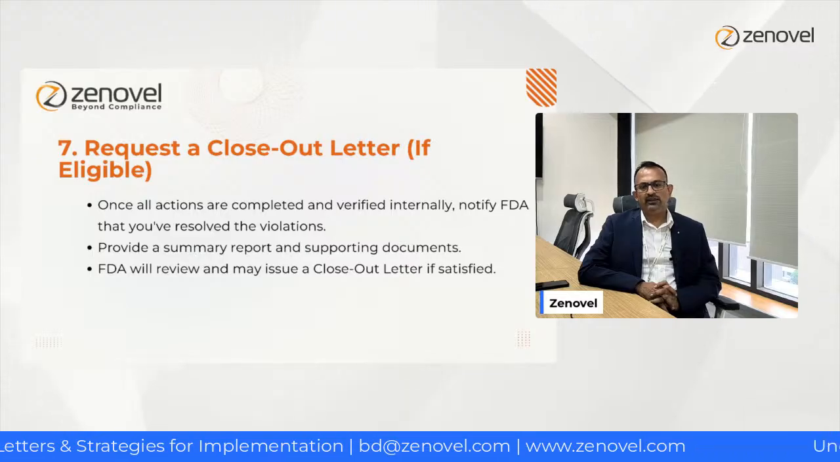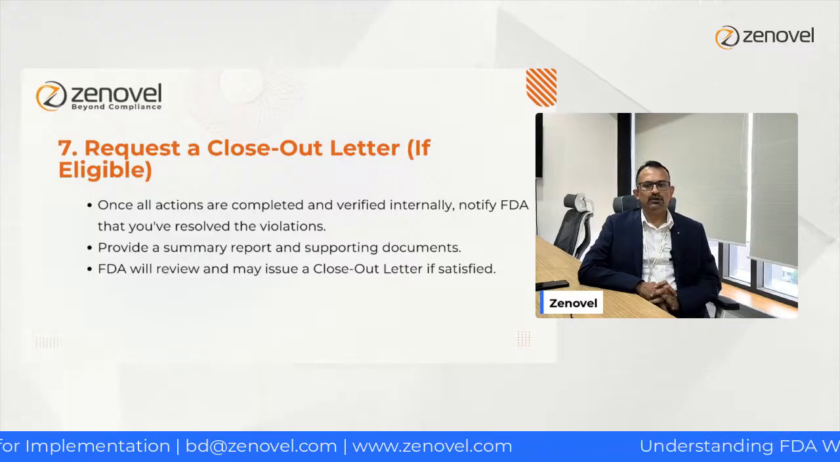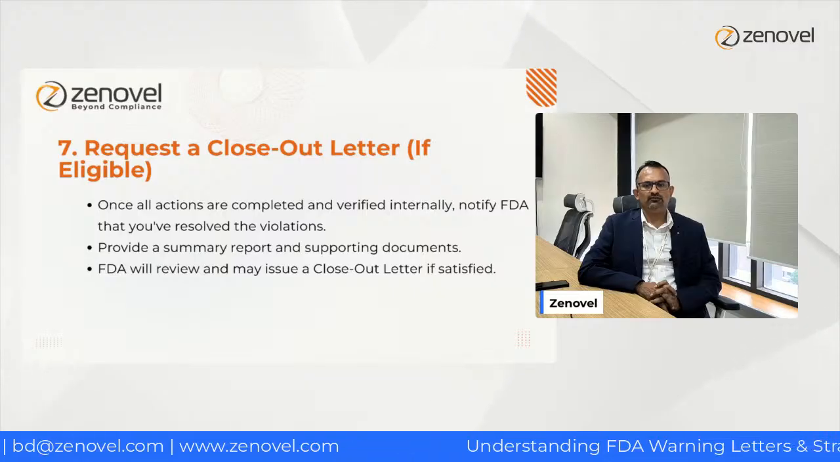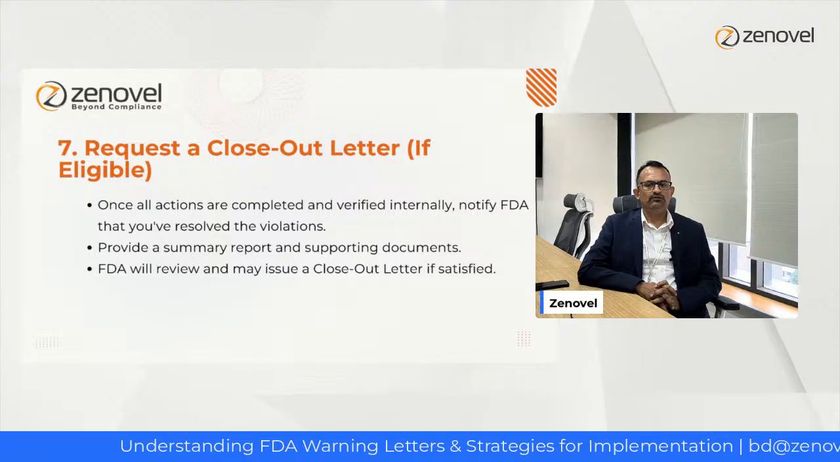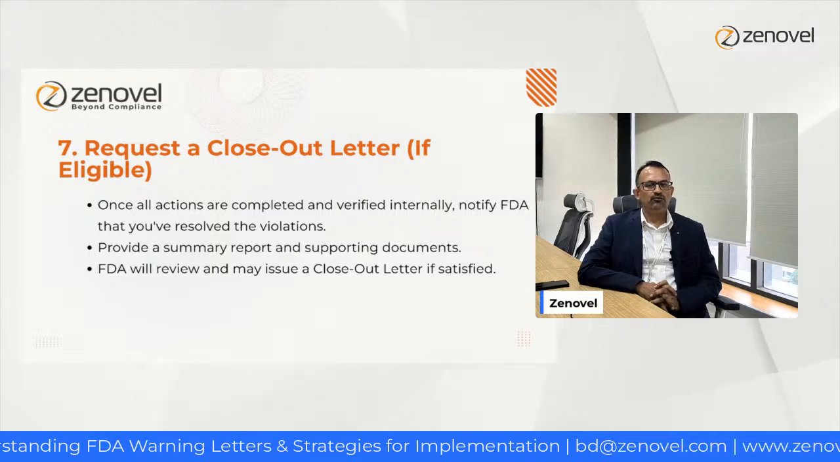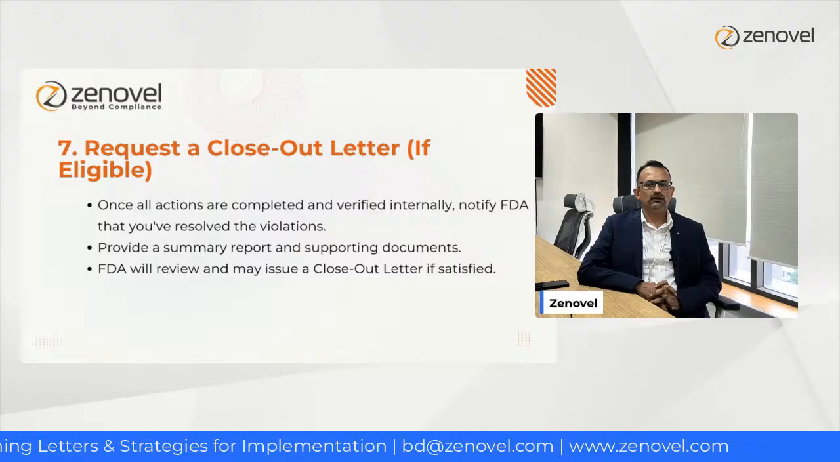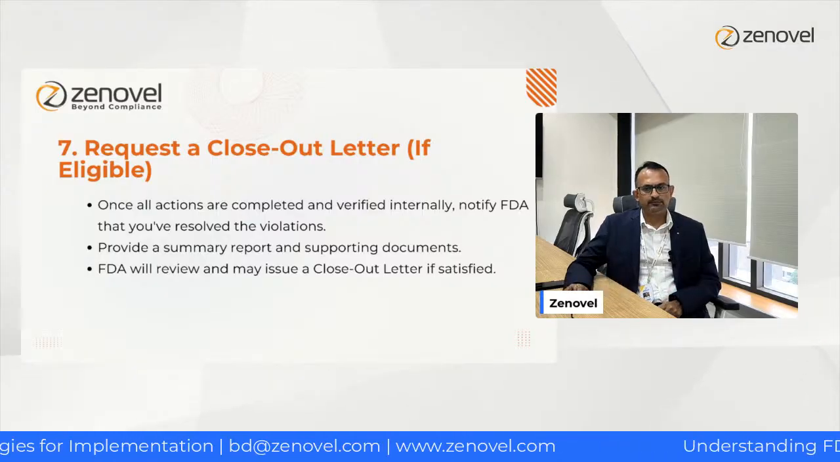Request a closeout letter if eligible. Once all the actions are completed and verified internally, notify the FDA that you have resolved the violations. Provide a summary report and supporting documents. FDA will review and may issue a closeout letter if they are satisfied.